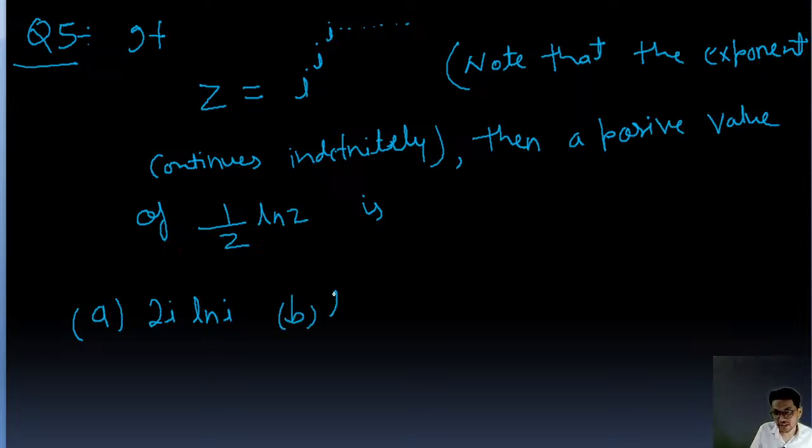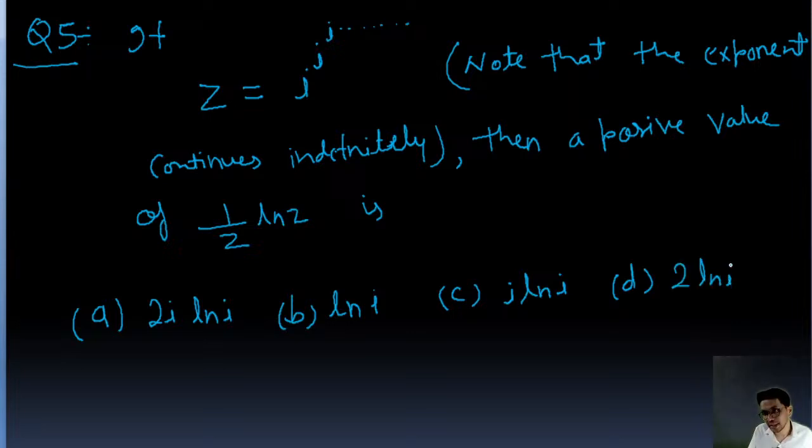Option B is ln i. Option C is i ln i, and option D is 2 ln i. So this is the question. Very good question. If z equals iota to the power iota to the power iota and so on, then the positive value of 1 upon z ln z is... so we need to find the positive value of 1 upon z ln z. Very simple question. I'll solve it now.